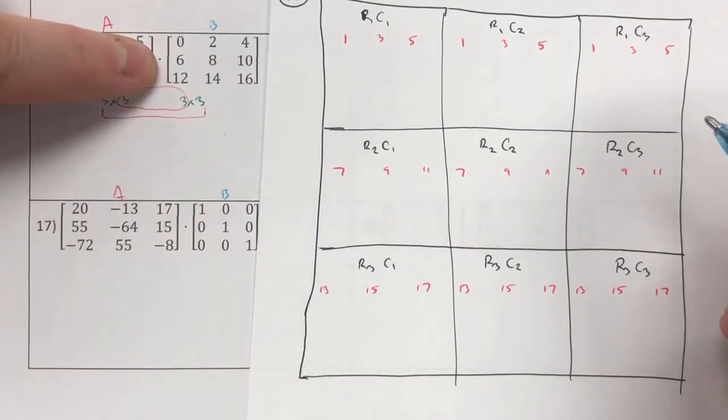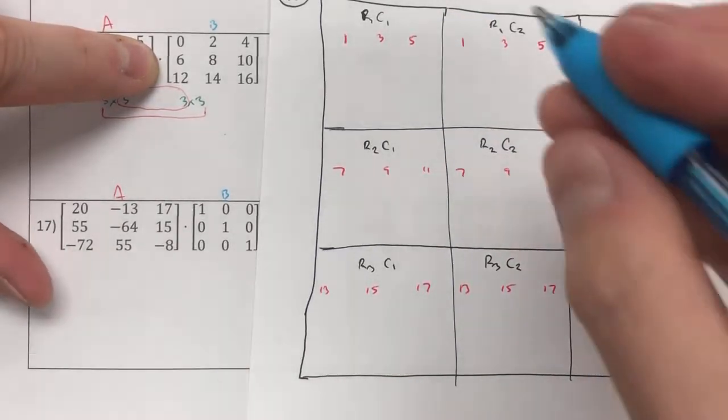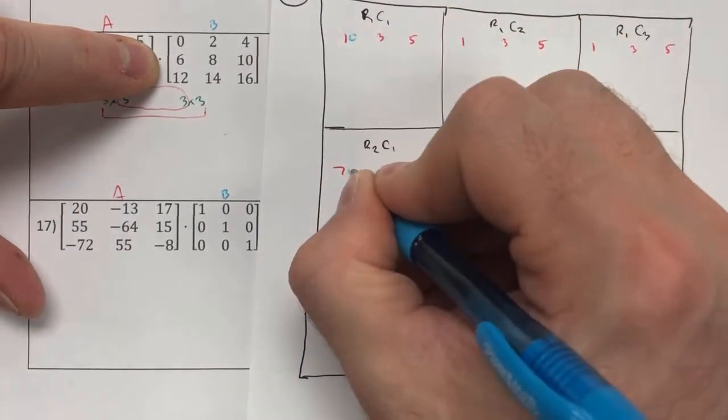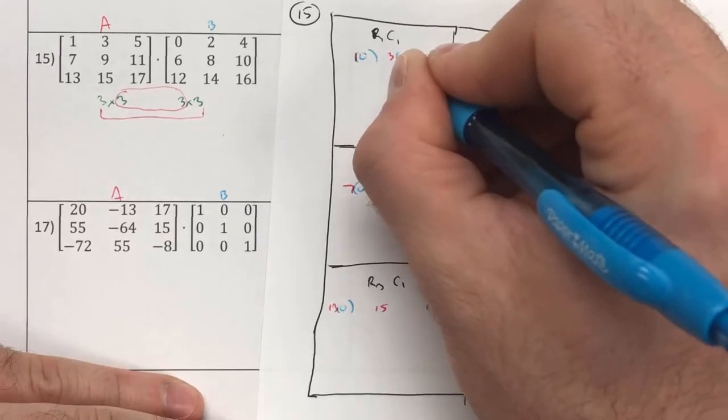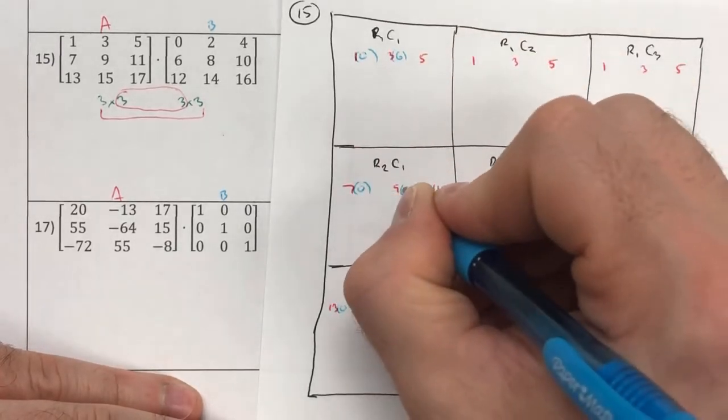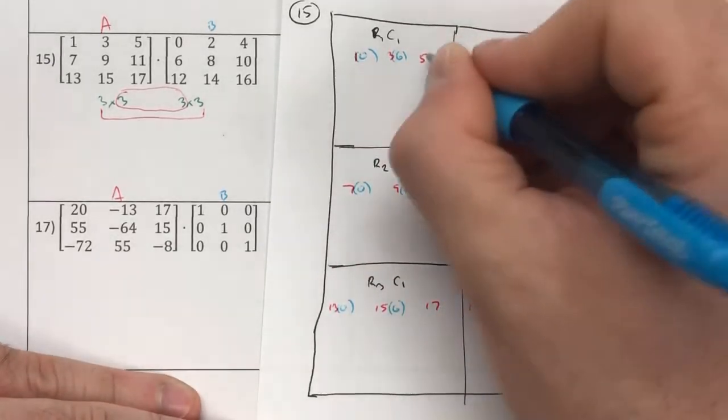Next, I'm going to put column 1 in all of column 1, so 0, 6, and 12.